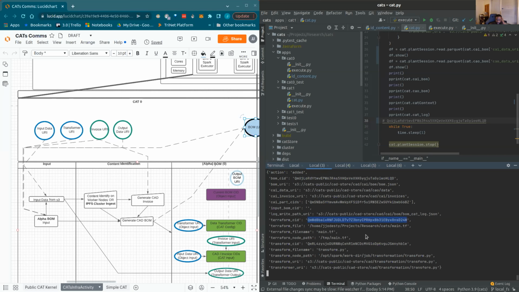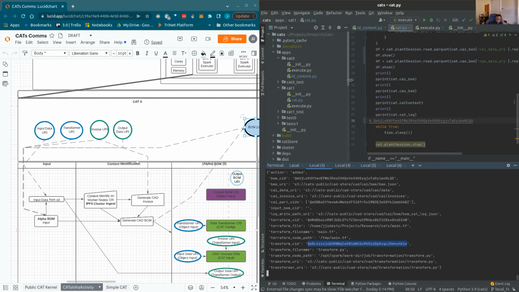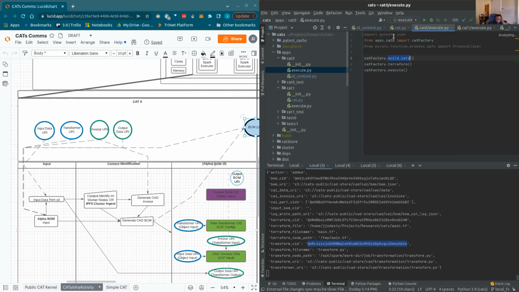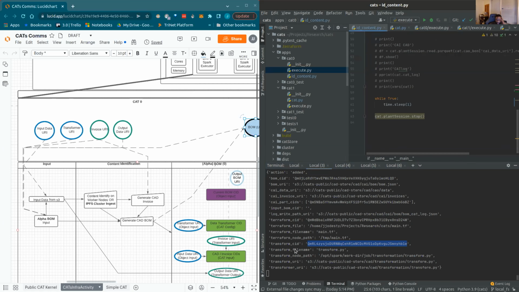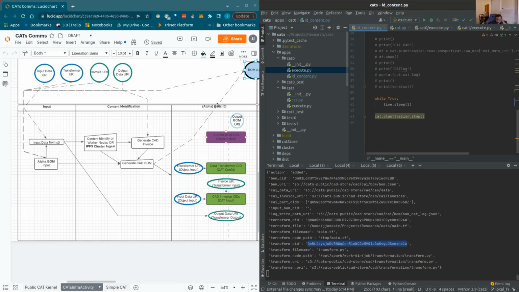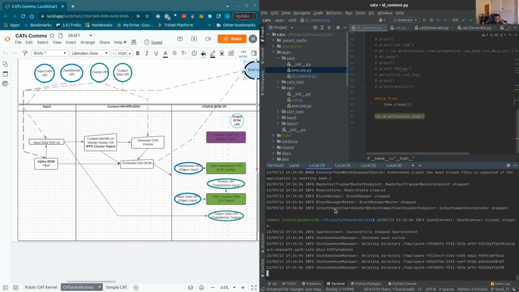This is a CID of the infrastructure as code. This is that file on my local machine. Moving on, this is the transformation CID. I think I showed you an example of that. I'm not going to look for that in my IDE. Okay, so those are the most important things here. Let me just re-execute that and show you what's happening.